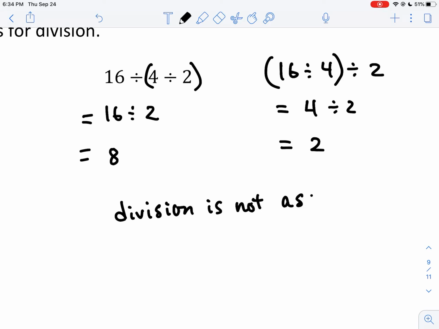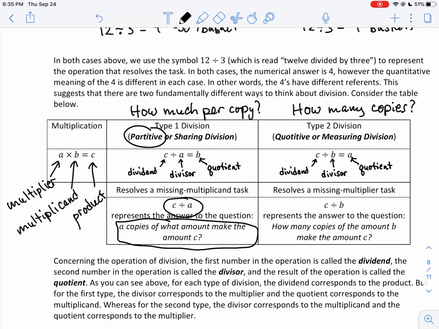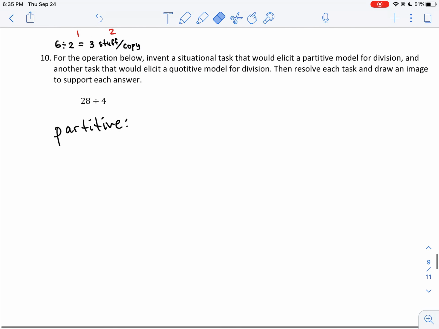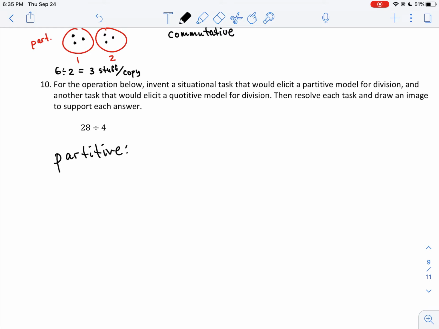So let's back up. If you're still not sure what that word means, then think, okay, here's the question that we want to be answering by this division when we're doing partitive. Partitive corresponds to the missing multiplicand. So we know how many copies, but we don't know how much is in each copy. So when I go down here and I want to do a partitive interpretation of 28 divided by 4, the question I'd be asking is, 4 copies of what make 28?